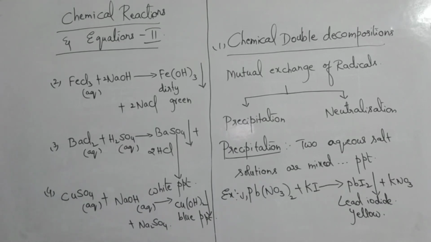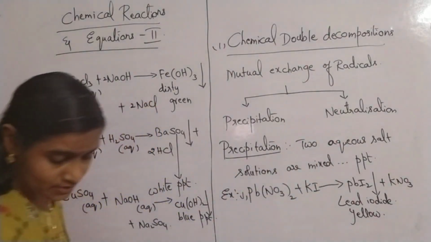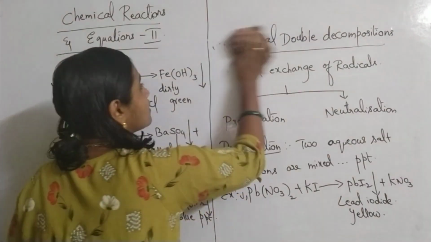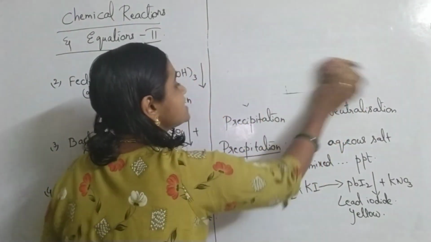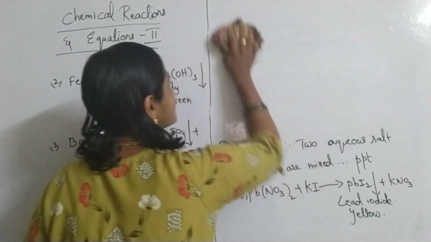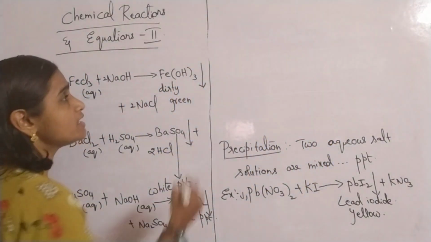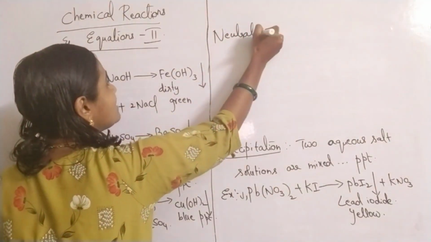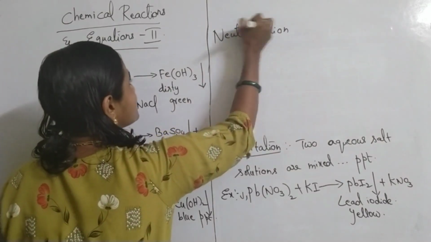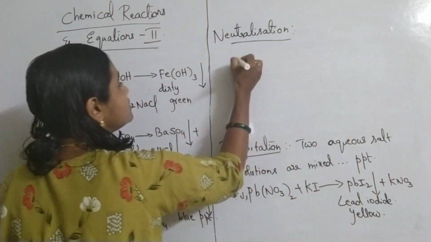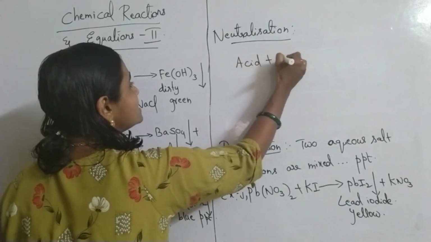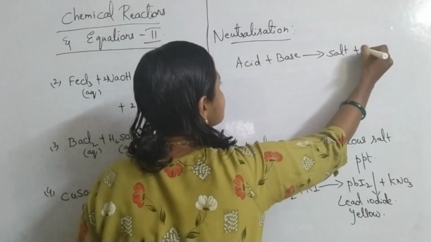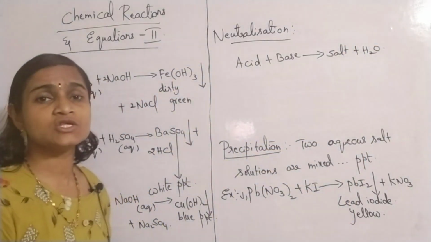These reactions all come under precipitation reactions. Next we have to go for neutralization reactions. What are neutralization reactions? Acid and base give rise to salt and water. Such reactions are called neutralization reactions, in which acid and base react with each other to form salt and water. Acid plus base gives rise to salt plus water. This is the general equation for a neutralization reaction.